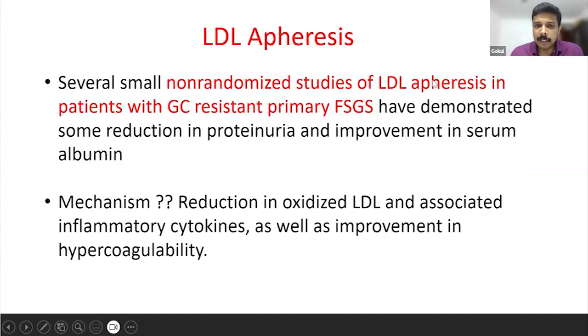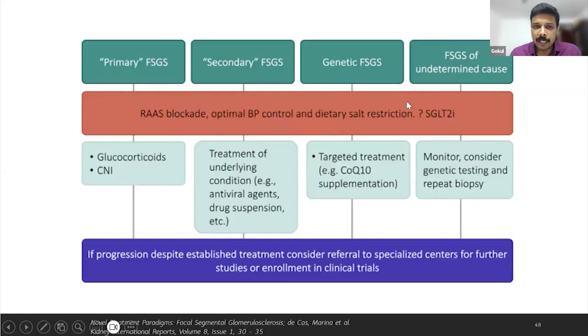And this is another thing, the LDL apheresis. There are several small non-randomized studies of LDL apheresis in patients with glucocorticoid resistant FSGS, and these studies have shown reduction in proteinuria and improvement in serum albumin. The mechanism is not known. It may be due to reduction in oxidized LDL and associated inflammatory cytokines, as well as some improvement in the hypercoagulability.